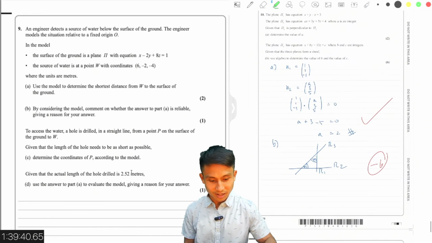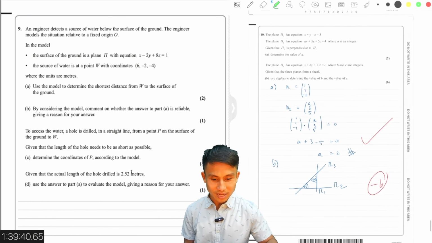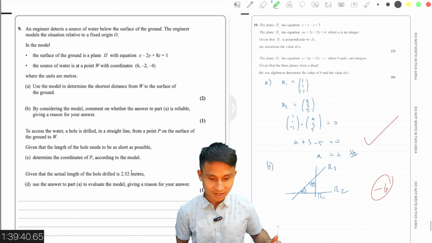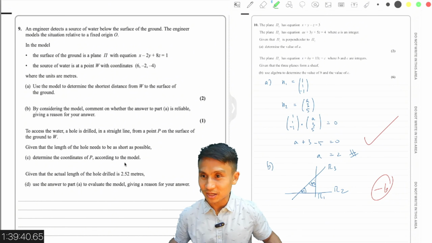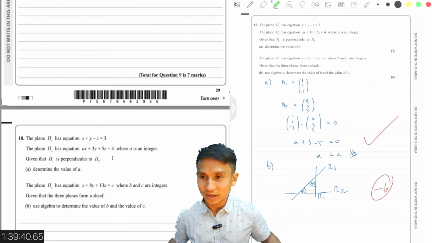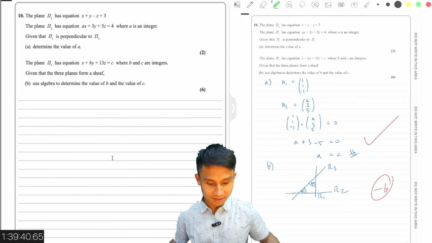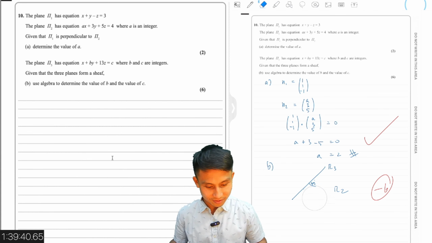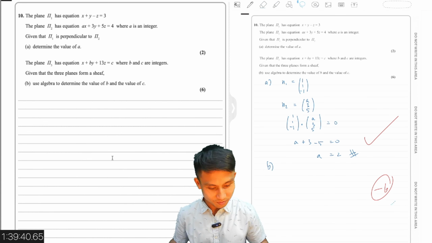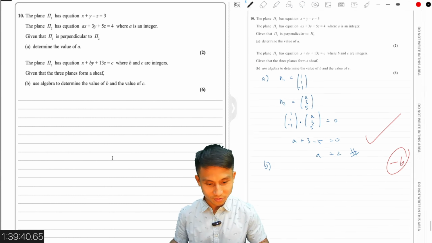Just comment on the reliability. Number 10 was a deal breaker for me because I had no idea what the sheaf was there. Okay. Number 10. So let's finish this number 10b thing, and then that would be the whole thing.